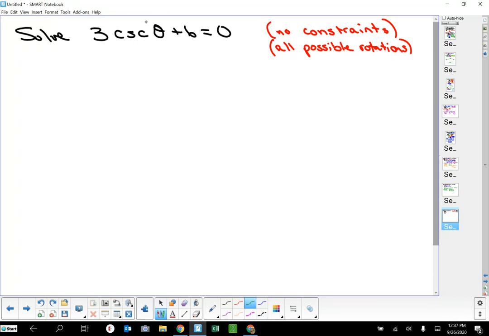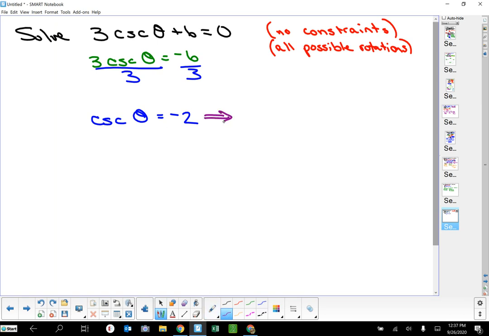So we're going to move the 6, make it a negative 6, and then divide by 3. So cosecant theta is negative 2. Well, personally, I don't know a whole lot about where cosecant is negative 2, but here's what I do know. I know that that would mean sine would be negative a half, right? And I know a lot about where that happens. In fact, it just happened at the last problem. And this happened where theta was 7 pi over 6 and 11 pi over 6.